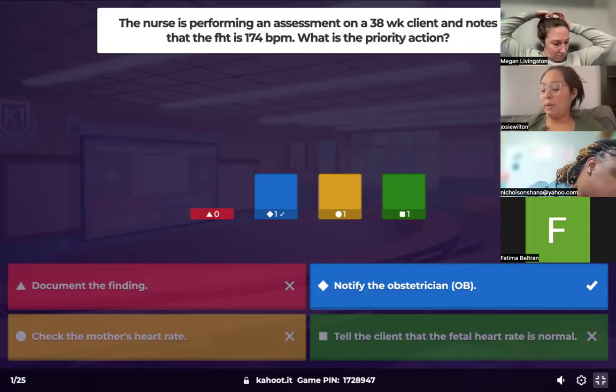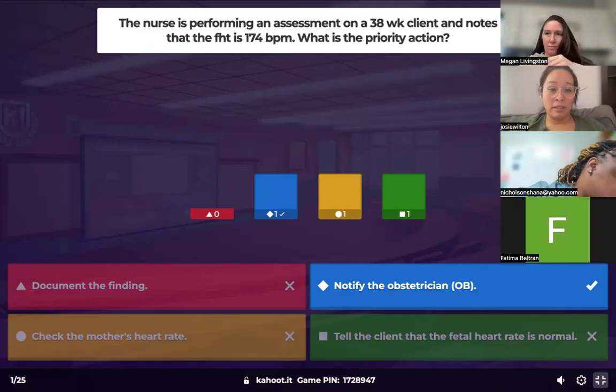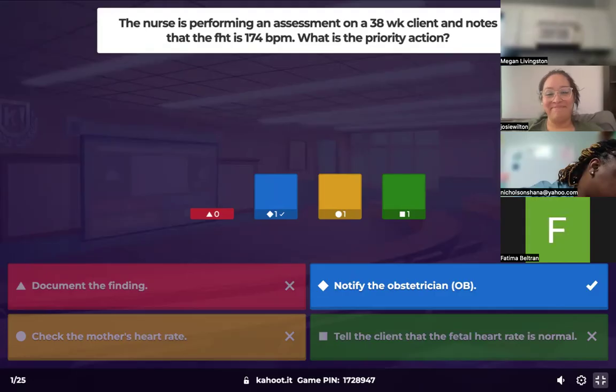So should we make note that if they're 20 weeks or less, it's normal for it to be a little elevated? If they're 20 weeks or less, I would be mad if the test asks you about fetal heart tones, honestly, because you're not going to be tracing an earlier than 20-week mom. Right. Okay.